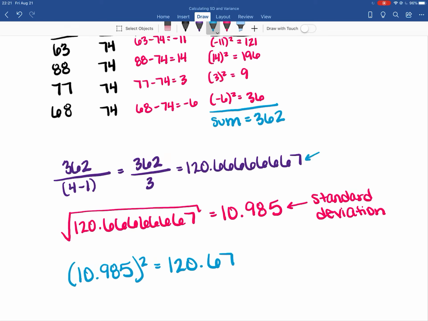So this number is your variance. This number is also my variance. They're pretty much the same number. And we notate that with a little s squared. The standard deviation is just a little s. So that is the calculation of the standard deviation and the variance.